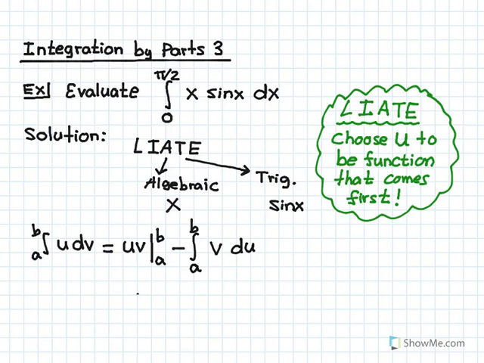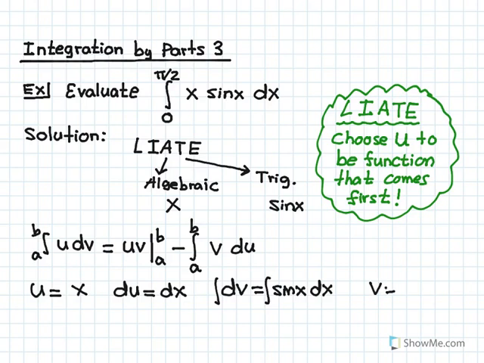So clearly the algebraic function comes before the trig function, so we're going to let u be equal to x. Its derivative du is equal to dx. dv will be whatever is left over, that's sine x dx. It's important to realize that once you choose u, the remainder, whatever is left over, has to be dv. Now let's integrate both sides of dv. So we integrate, and we get v is equal to the integral of sine x, which is negative cos x.